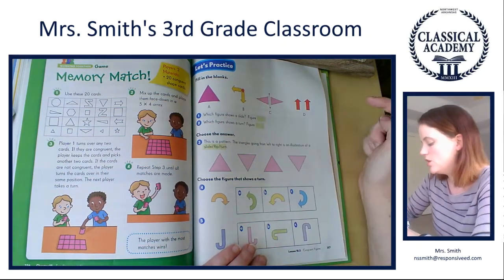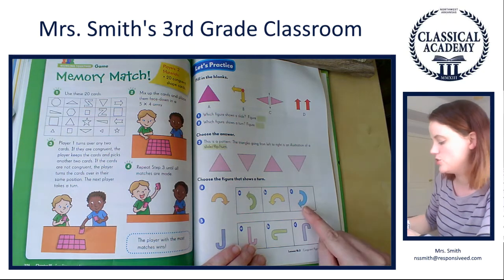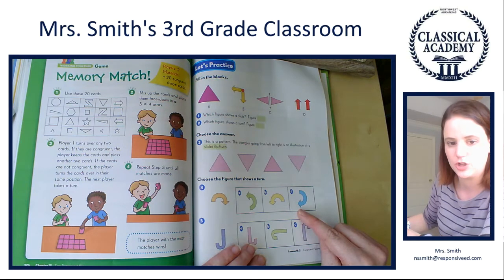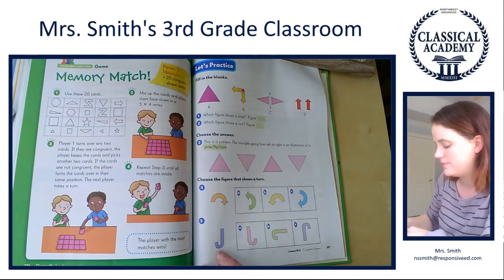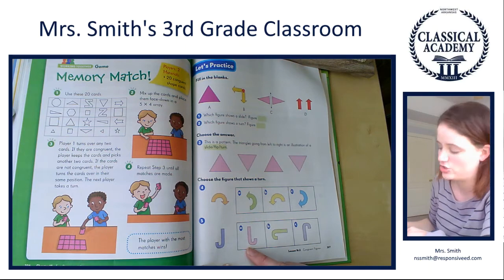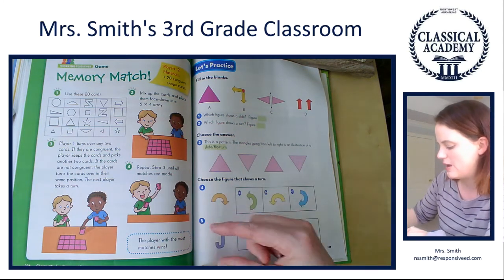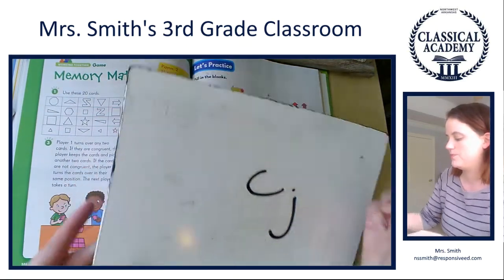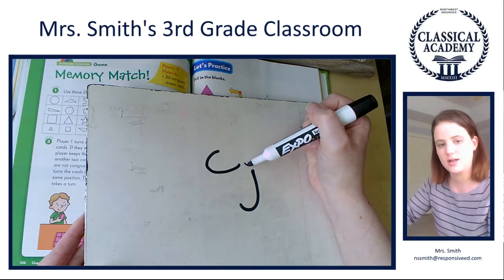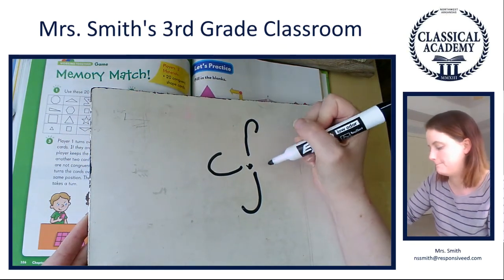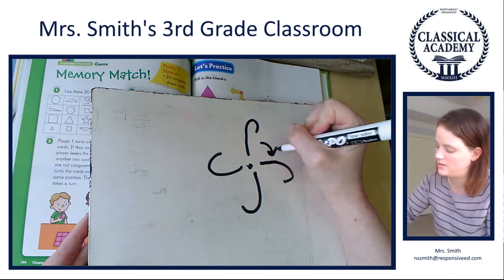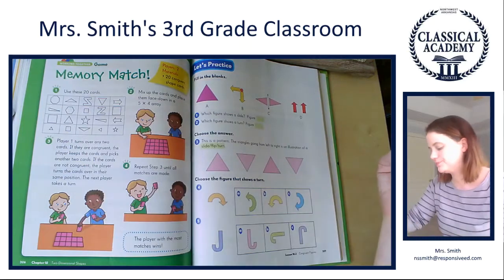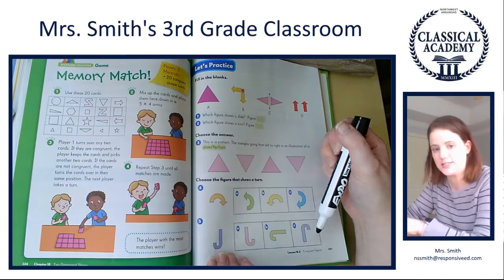Number 4. Choose the figure that shows a turn. The answer is C, because you could turn this shape. If you turned it, the arrow would go down and it would look just like C. J, this is reflected. It's not a turn. This J, if I were to turn it, the hook would go up, not down, right? Very good. So the answer is C.